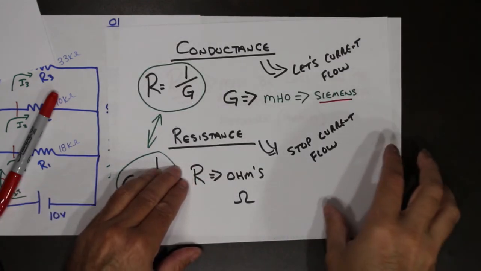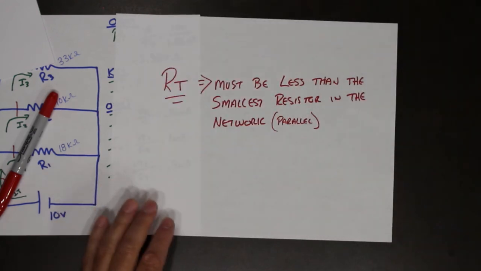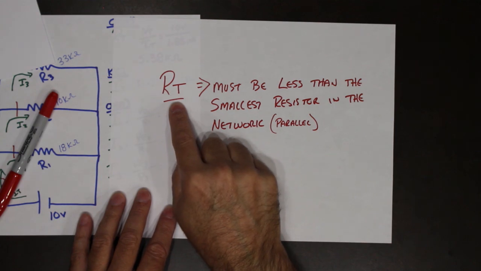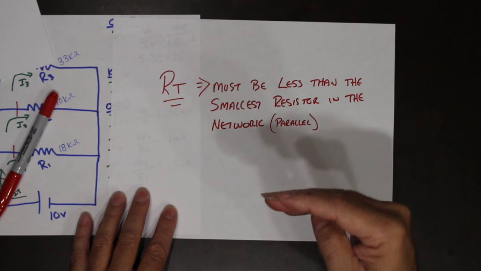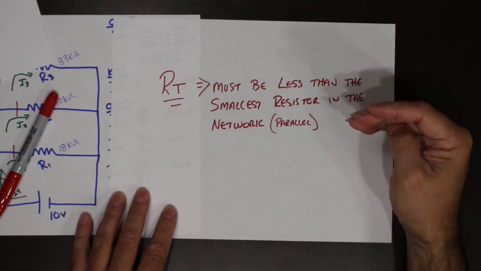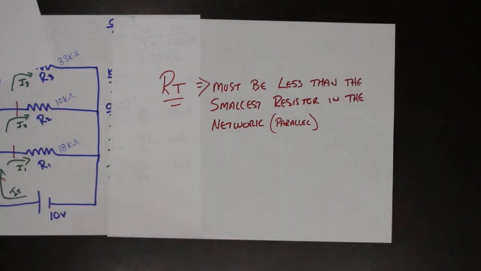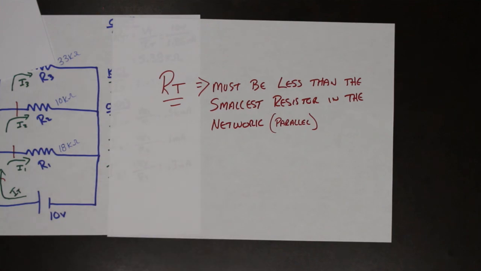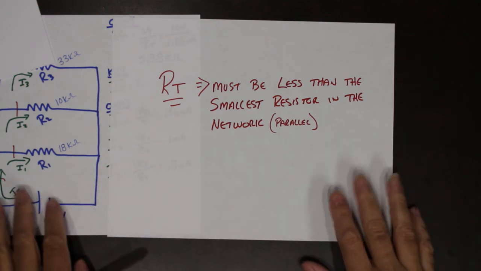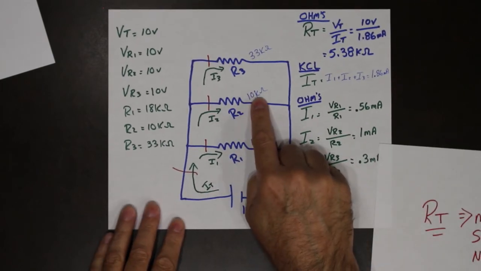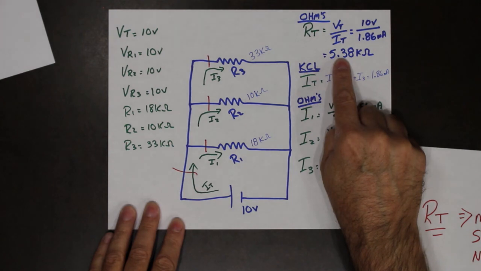So therefore, when you are calculating R total, the total resistance of the circuit must always be less than the smallest individual resistance in the network. The smallest resistance here is 10K. Our R total was 5.38K.